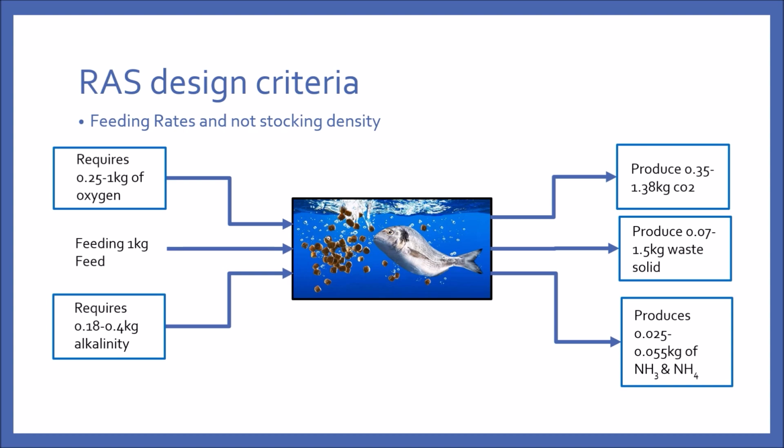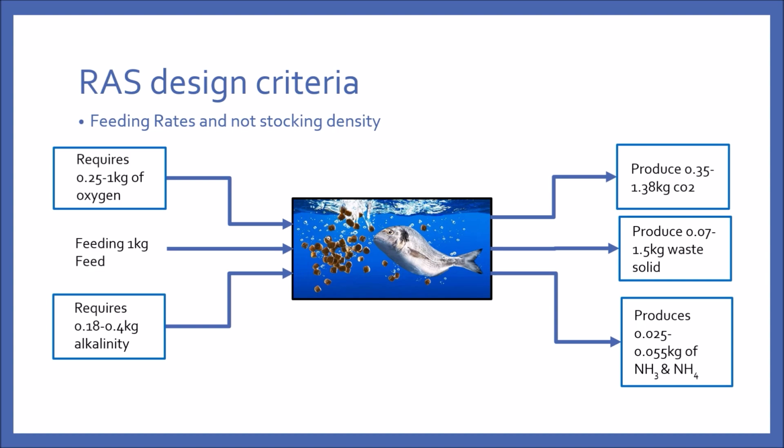Based on material balance, we know that for every kilo of feed we provide into the system, it requires 0.25 to 1 kilos of oxygen to process, and it also requires alkalinity, 0.18 to 0.4 kilos. As a byproduct we produce 0.35 to 1.4 kilos of carbon dioxide, and we also produce waste, which is feces and uneaten feed, and most importantly we produce ammonia, in total ammonia nitrogen. And this is all from processing only 1 kilo of feed.